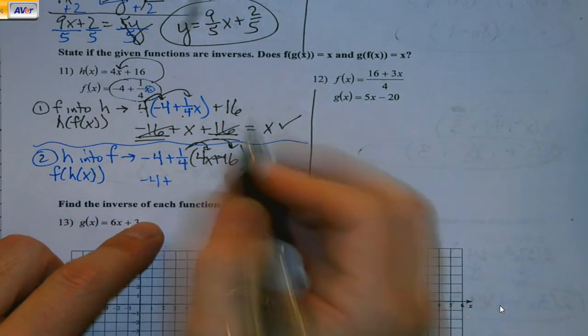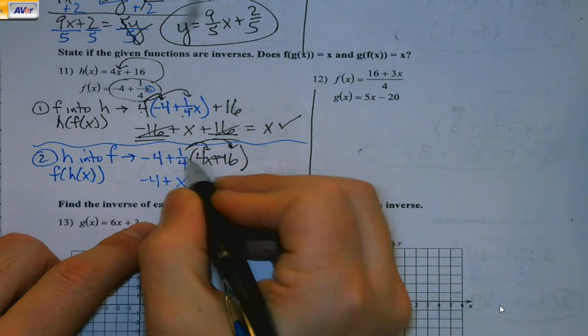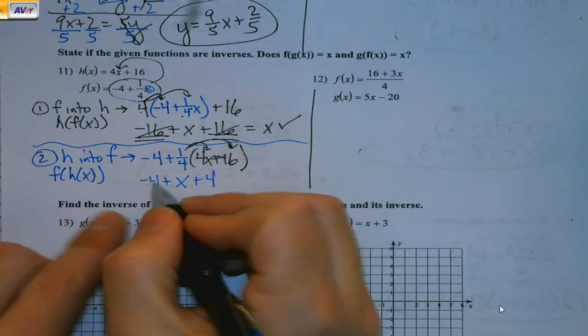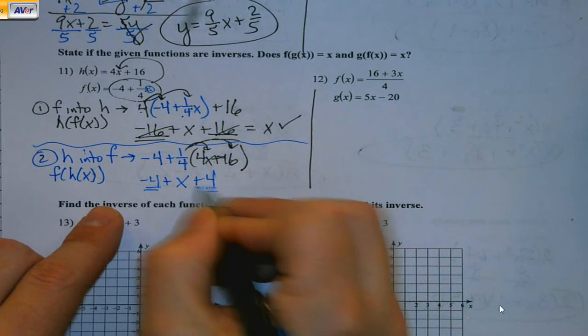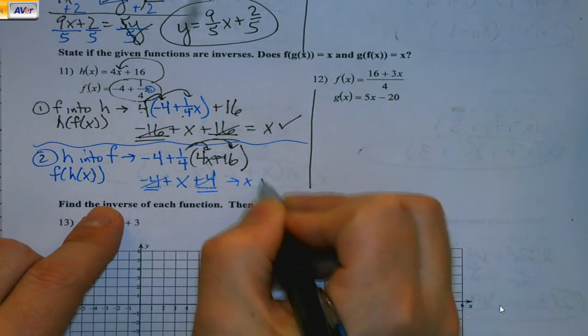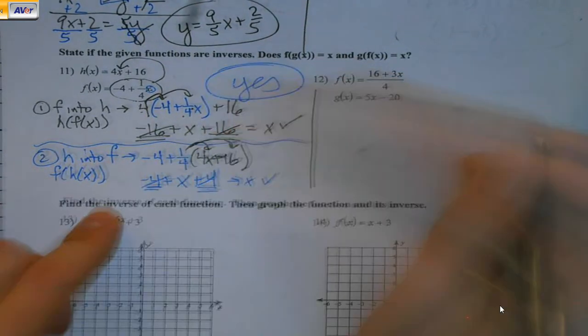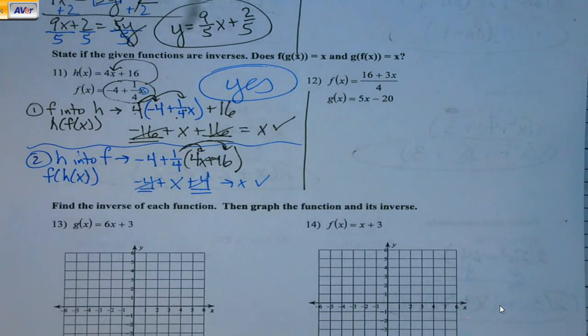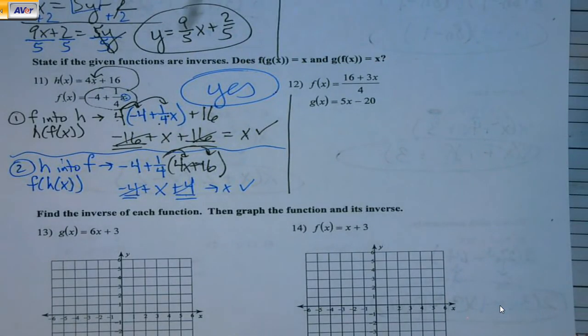1/4 of 4 is 1. 1/4 of 16 is 4. Combine my like terms. I get x. And since they both are x, yes, those would be inverses of each other. It has to be both for the answer to be yes. And you cannot just write on the quiz tomorrow, take a 50-50 shot and write yes or no with no work and think you're going to be okay. Not quite going to work.